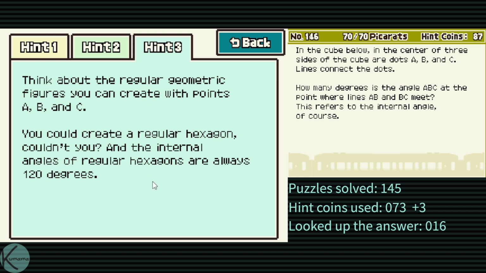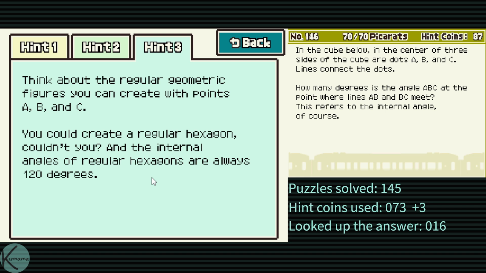Think about the regular geometric figures you can create with points A, B, and C. You could create a regular hexagon, could you? And the internal angles of regular hexagons are always 120 degrees.